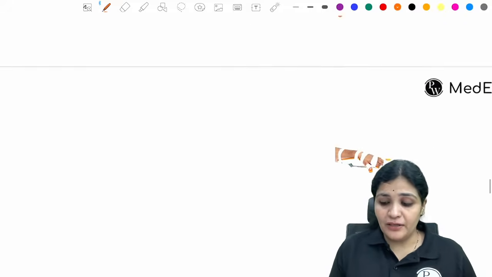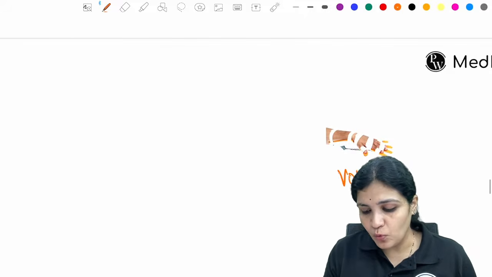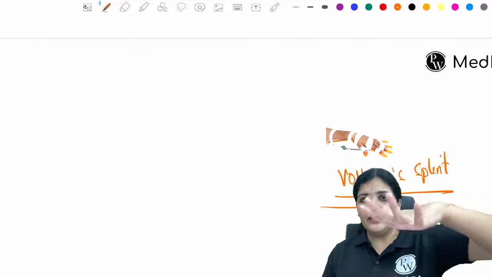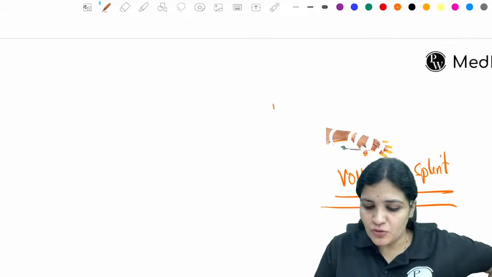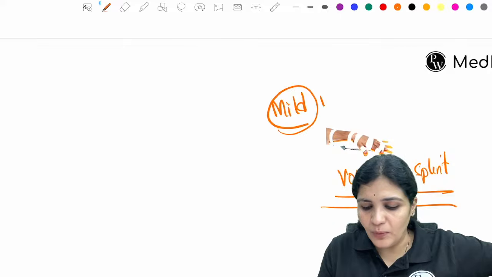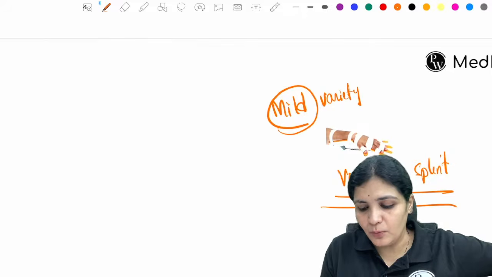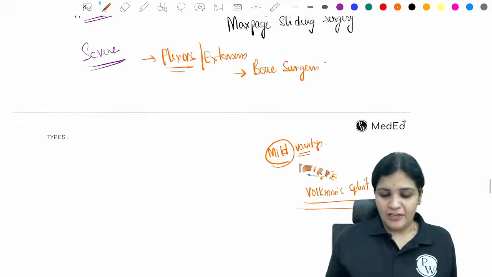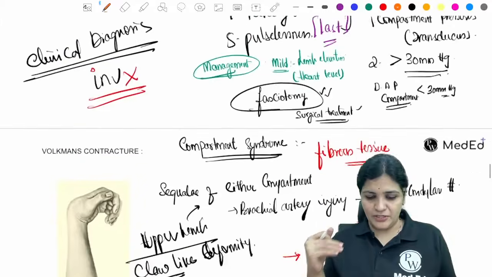One more important thing you have to remember is Volkmann's splint. So this is the Volkmann's splint. Now you see the position of the limb is maintained by this splint. This is recommended for the mild variety, and this is again expected by your examiner. These are the things which they usually look for.